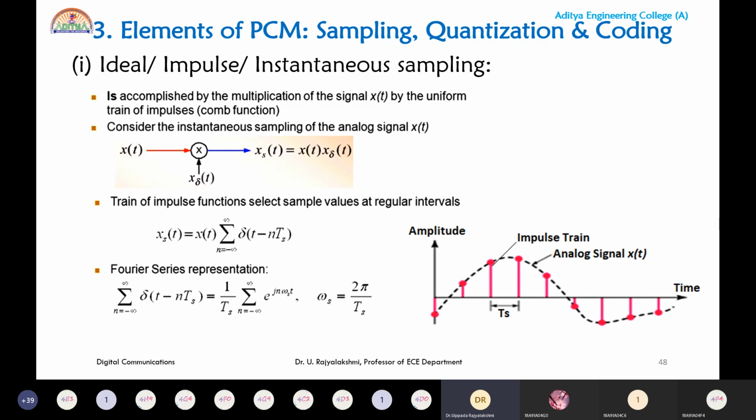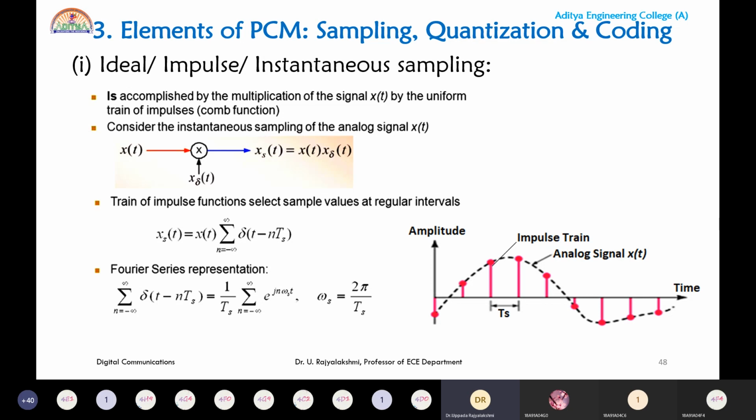Okay, in the time domain description, if there is a shift, the same shift can be represented as the multiplication of an exponential term in the frequency domain. So that's why you will have e power plus j n omega s t, where omega s is 2 pi by ts. So this is the time domain description and frequency domain description of the ideal sampled signal.